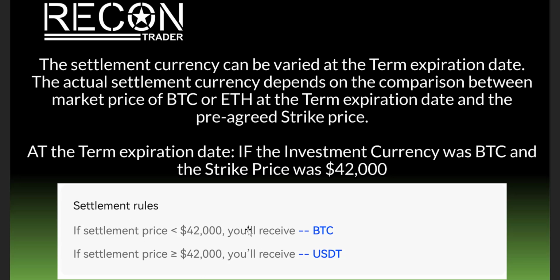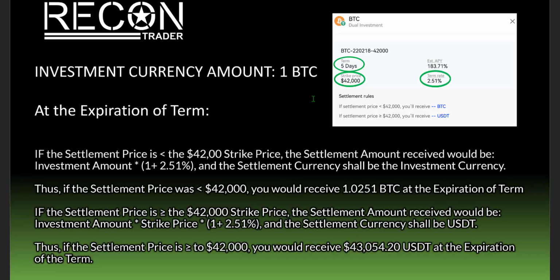There are conditions that must be met in order to determine what settlement currency you will get, BTC or USDT, and that is why this is a dual investment strategy. Now, let's take a look at an actual example.